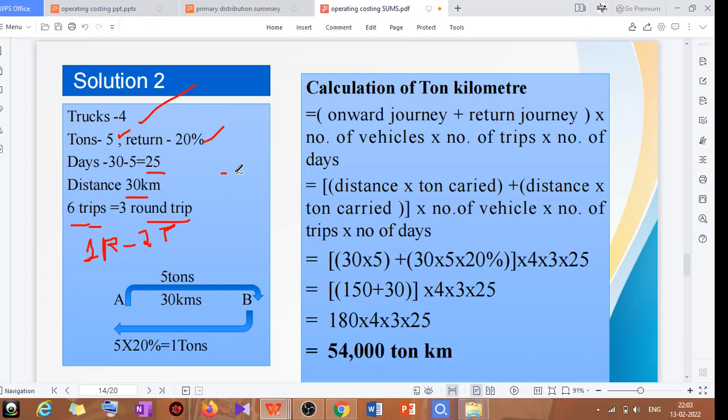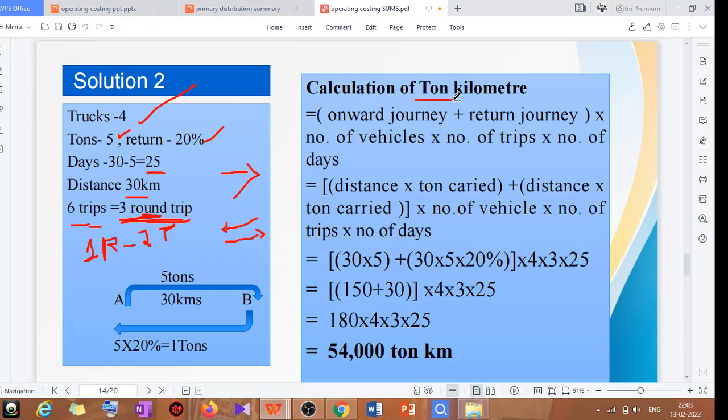See, trip means only a one-way journey. Clear? Round trip means onward journey as well as the return journey. Clear? So they mentioned 6 trips. So 6 trips means it is 3 round trips. I hope it is clear to you. 6 trips means 3 round trips. Clear? Now see the formula here.